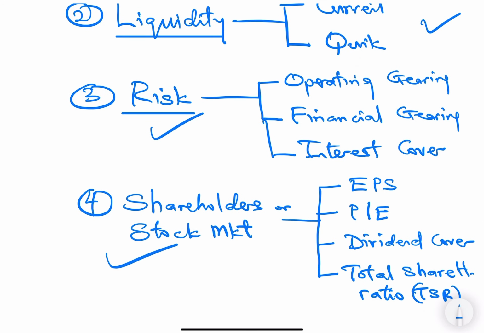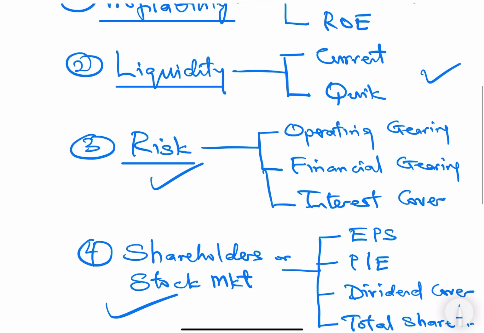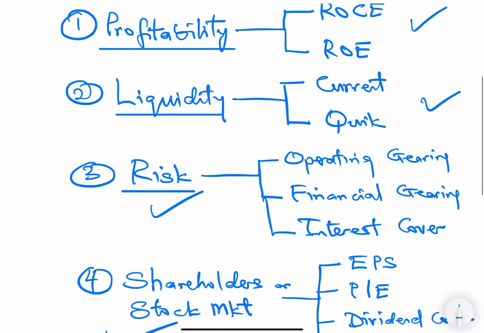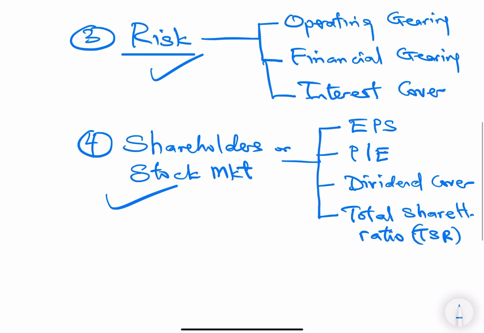And if the question is silent and it's just saying analyze the company's performance based on the available information, then you know that you consider these four, but based on the available information that you have. Because if you don't have information on current assets, you can't calculate liquidity. But if you have it, you calculate it and you interpret it. So that is what we're going to be looking at today.